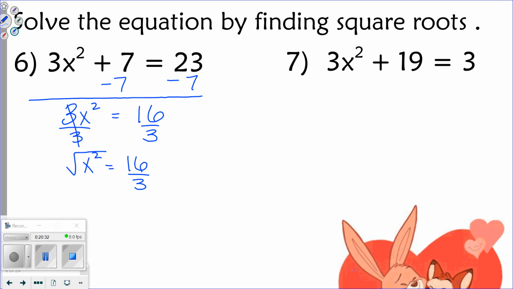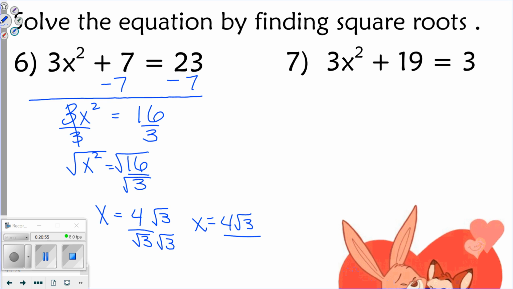A couple of you wrote a giant radical over your whole fraction and messed yourself up. Fractions, we take top and bottom separate. So x, oops, not squared, x equals square root of 16 is just 4. The radical 3 I can't do anything with, but we can't leave a radical on the bottom, so multiply top and bottom. So we get 4 radical 3 over 3, and don't forget your plus minus. So plus or minus 4 radical 3 over 3. Every time you forget the plus minus sign, it's minus 1, because you've lost an entire answer. You lost the whole negative 1 if you don't put that down.